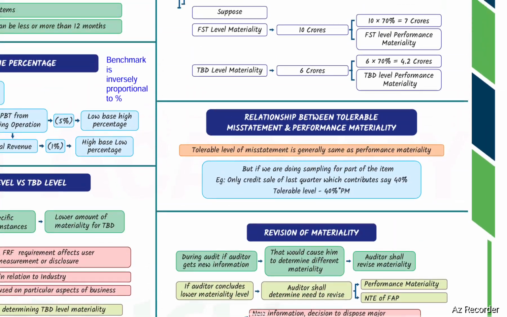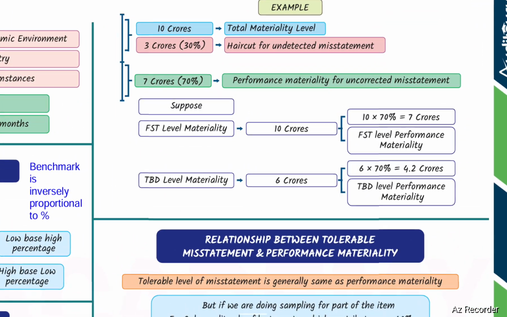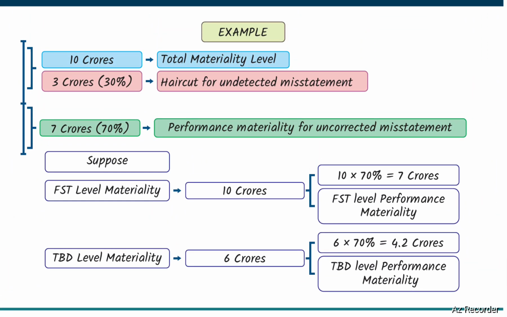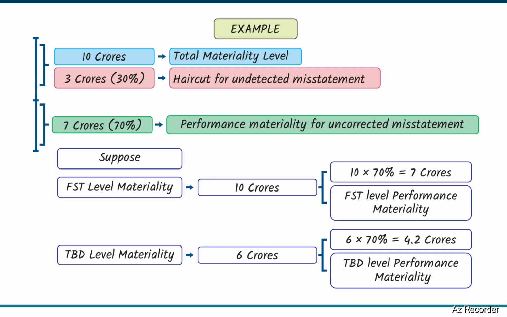Next, for example, 10 crores is the total materiality level. 3 crores, that is 30%, is the haircut for undetected misstatements. 7 crores, 70%, is the performance materiality for uncorrected misstatements. Suppose at financial statement level materiality is 10 crores, that is 10 crores into 70%, 7 crores. It is the financial statement level performance materiality.